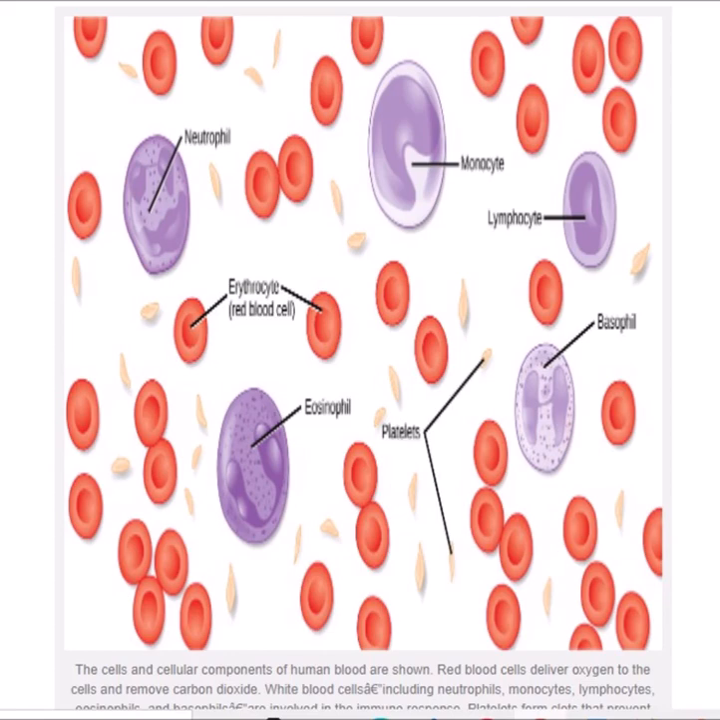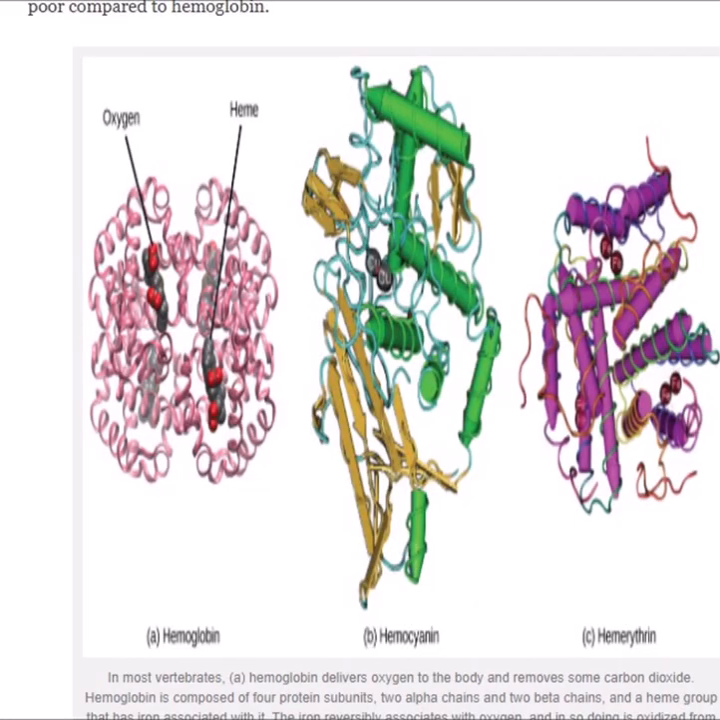Now let's talk about the red blood cells. Red blood cells are also called erythrocytes. Erythro means red. Cyte, C-Y-T-E, means cell. Erythrocyte, E-R-Y-T-H-R-O, erythro, that is red. Then cyte, C-Y-T-E, which means cell. So erythrocytes are red blood cells.